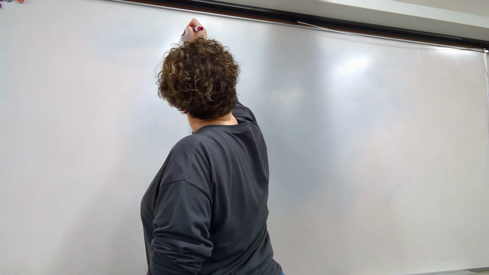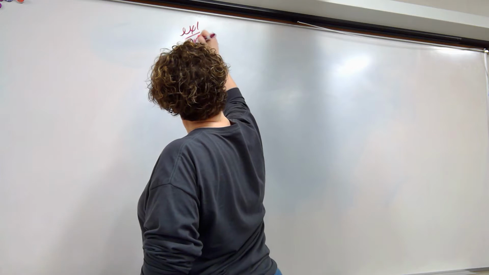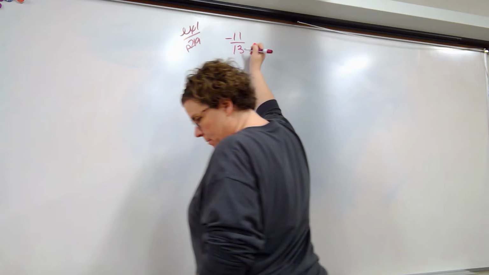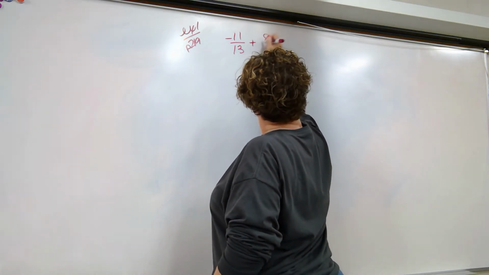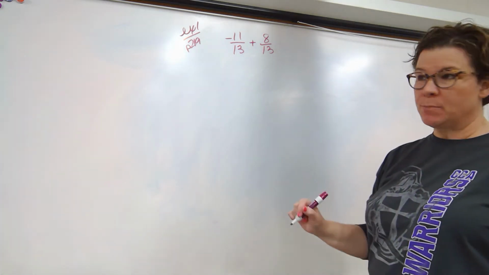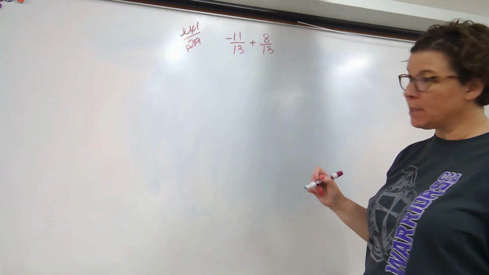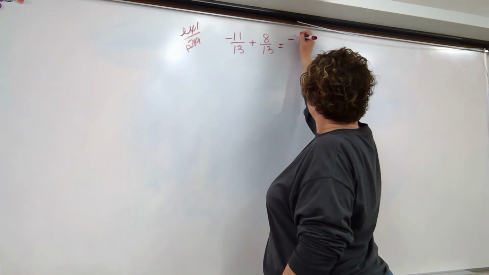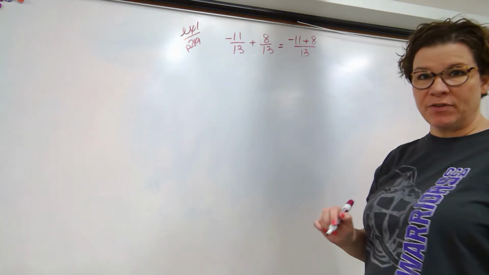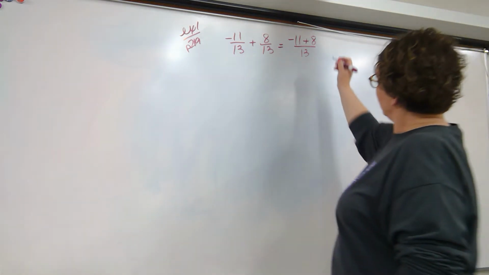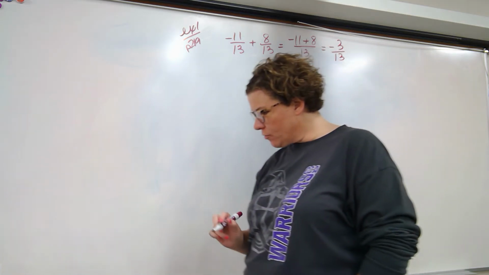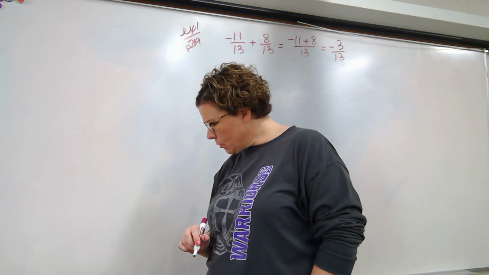Example 1 on page 219. We've got negative 11 over 13 plus 8 over 13, okay? I add or subtract my numerators and put them over my denominators. Negative 11 plus 8 over 13. I know that negative 11 plus 8 is negative 3 over 13. That's my answer. Negative 3 over 13. Okay.